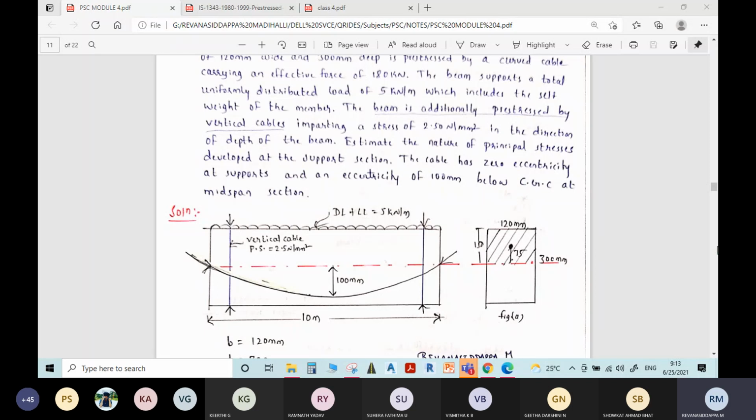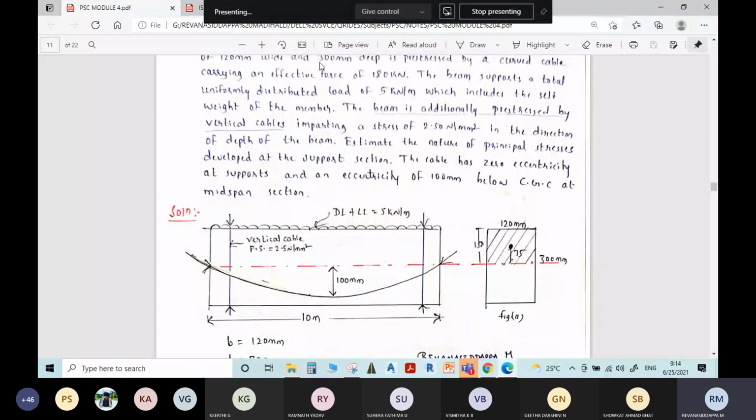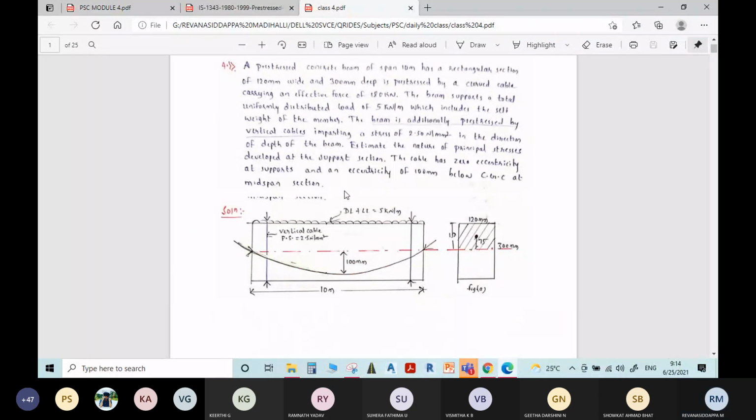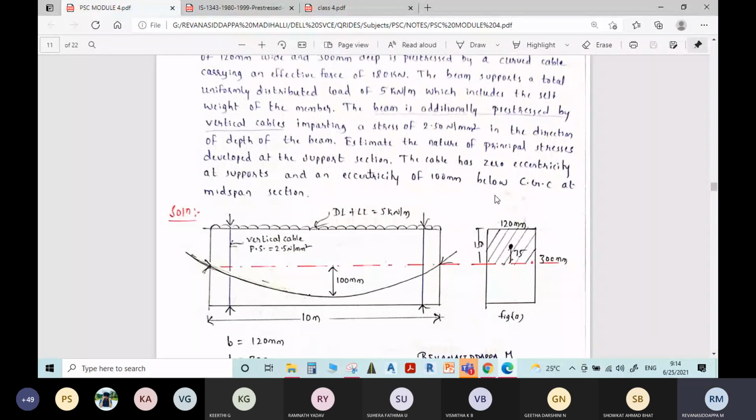Over, friends. Still writing. Shall we solve now? Finish the writing. Okay, students, we'll solve the problem.